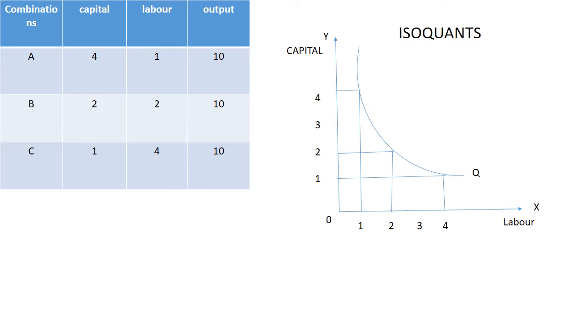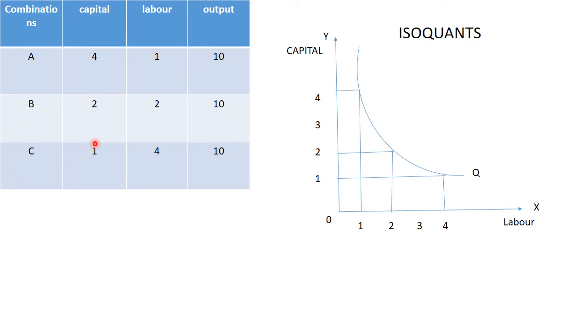Isoquants. Iso means same, quants mean quantity. So same quantity. So even though we increase or decrease or change the input combinations, finally the output remains the same. So this is the meaning of isoquants. In this table you can observe that we have taken capital, labor, output. Three combinations A, B, C. We are using 4 units of capital, 1 unit of labor, and the producer is getting 10 units of output.